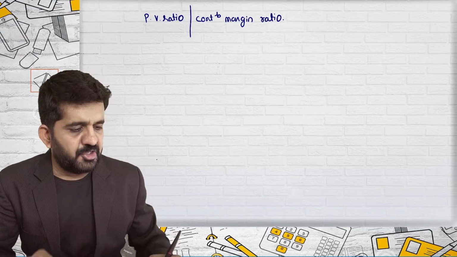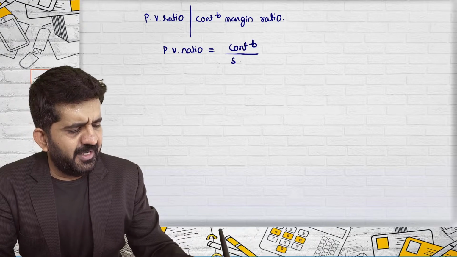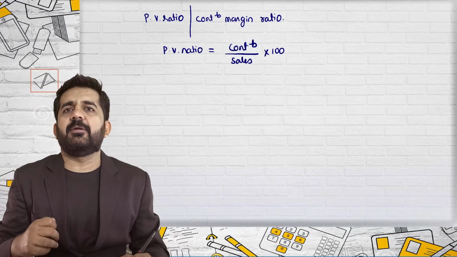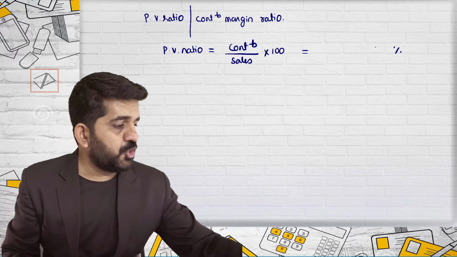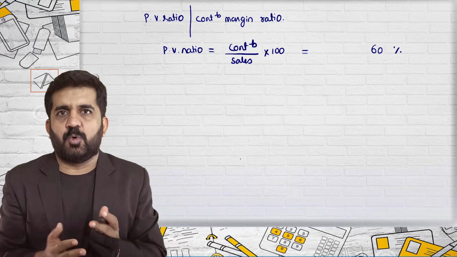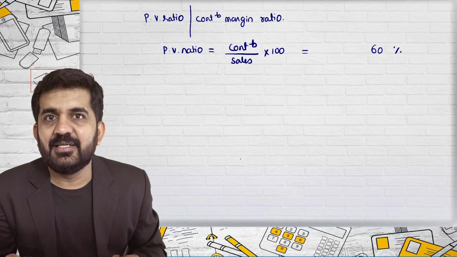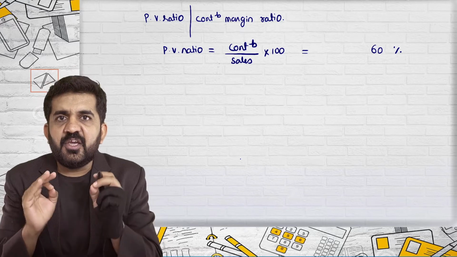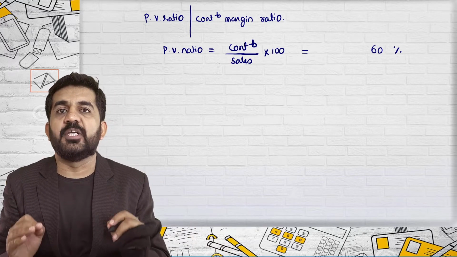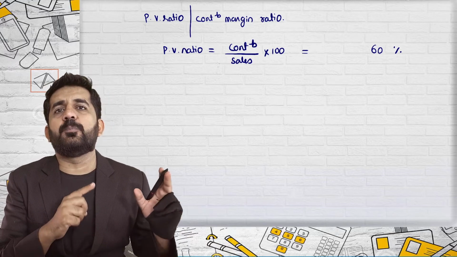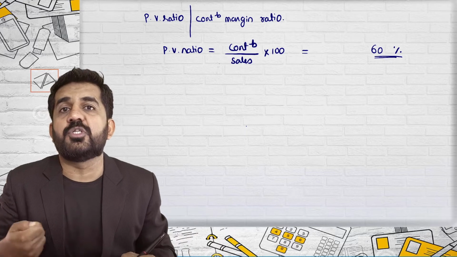See what is contribution margin ratio. PV ratio is equal to contribution divided by sales multiplied by 100. Multiplied by 100 means I'll be getting the answer in percentage terms. Sir, if this ratio is 60%, what does this mean? Try to concentrate. If my sales is rupees 100, my contribution is rupees 60 and my variable cost is rupees 40. So for every 100 rupees sold, I earn a contribution of rupees 60. This is what contribution margin ratio means.